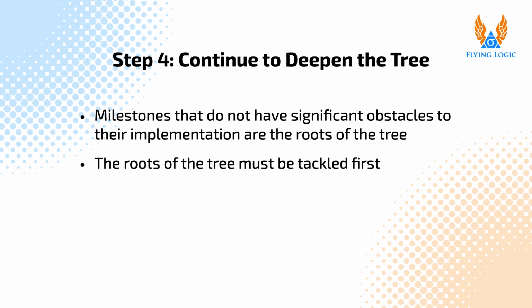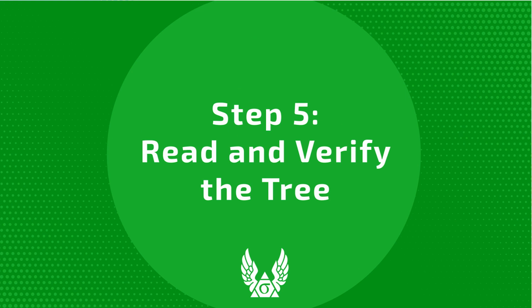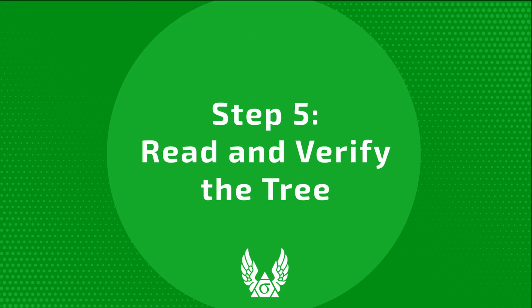Of course, there may be actual actions that are required to implement a milestone, and this is the subject of the transition tree discussed in the next chapter. But for now, it is sufficient to identify milestones that entail no significant obstacles. Step 5. Read and verify the tree.